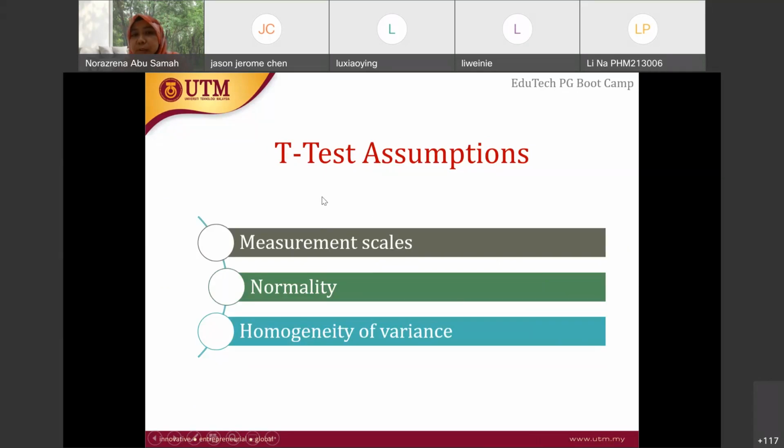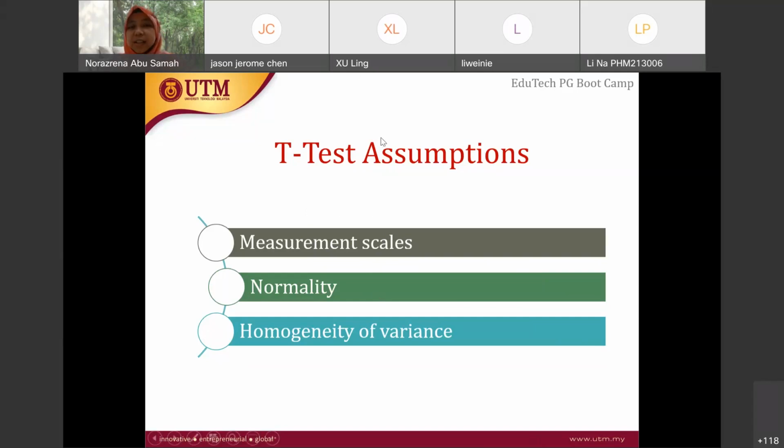Do you still remember what the four measurement scales are? Nominal, ordinal, interval, and ratio. Good, very good. Okay, nominal, ordinal, interval, and ratio.